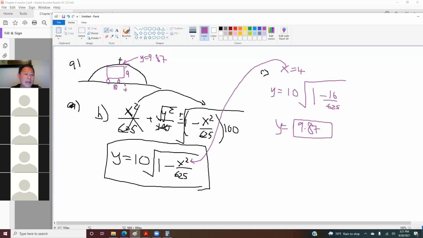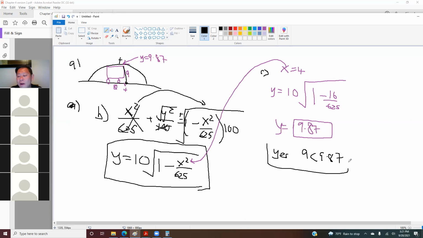And you drive a pickup truck that is 9 feet high. So my question is, can your truck go through this tunnel? Yes or no? Yes, in this case, yes. The reason is because 9 is less than 9.87. So you should have no problem going in there, because the height of your truck is 9, but the highest point is 9.87. So your truck can go in.